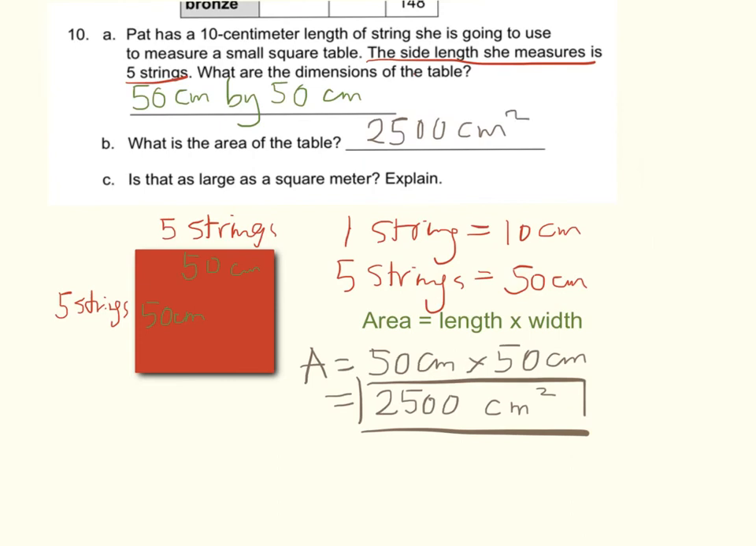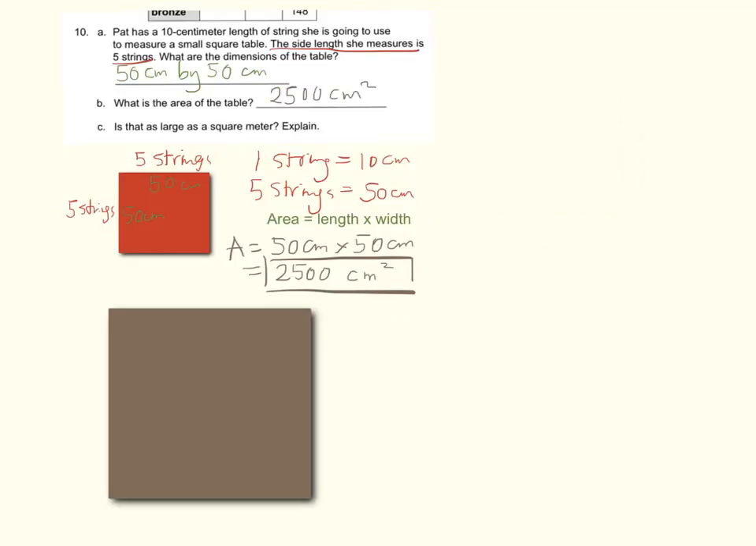And now look at part C. Is that as large as a square meter? Explain. This is a little trick here. Let me draw a new square to show you. To get 1 square meter, you will have to find a square that has a length and a width of 1 meter each. So this is 1 meter as your length and 1 meter as the width. 1 times 1 gives you 1, and meter times meter gives you square meter.